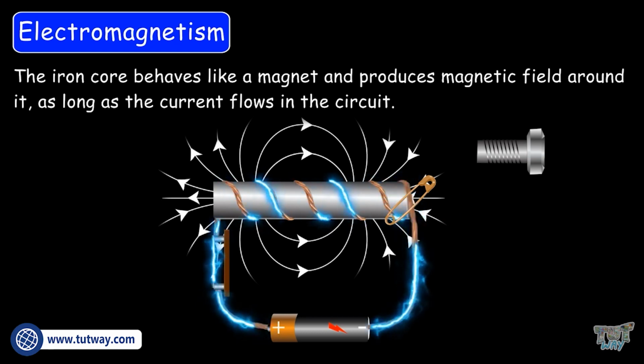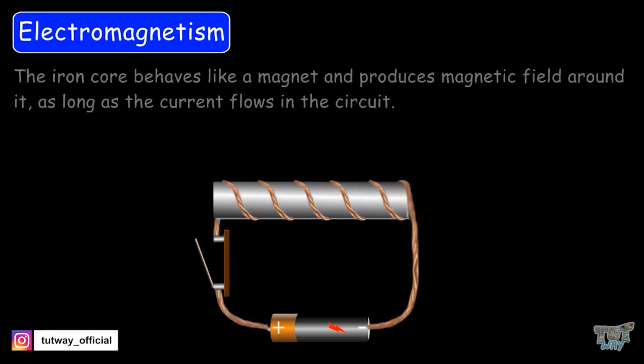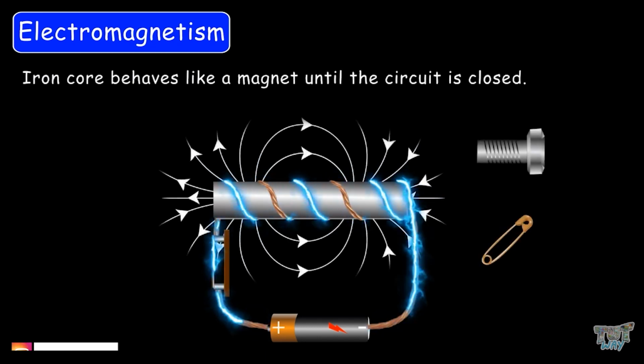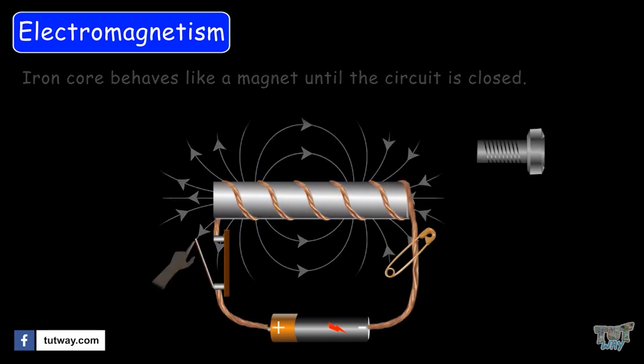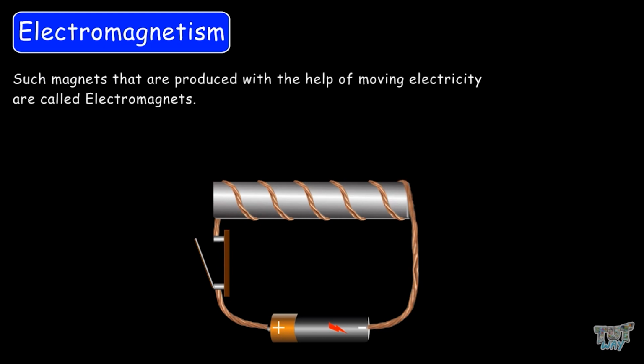The iron core behaves like a magnet and produces magnetic fields around it as long as the current flows in the circuit. In other words, you can say that the iron core behaves like a magnet until the circuit is closed. Such magnets that are produced with the help of moving electricity are called electromagnets.